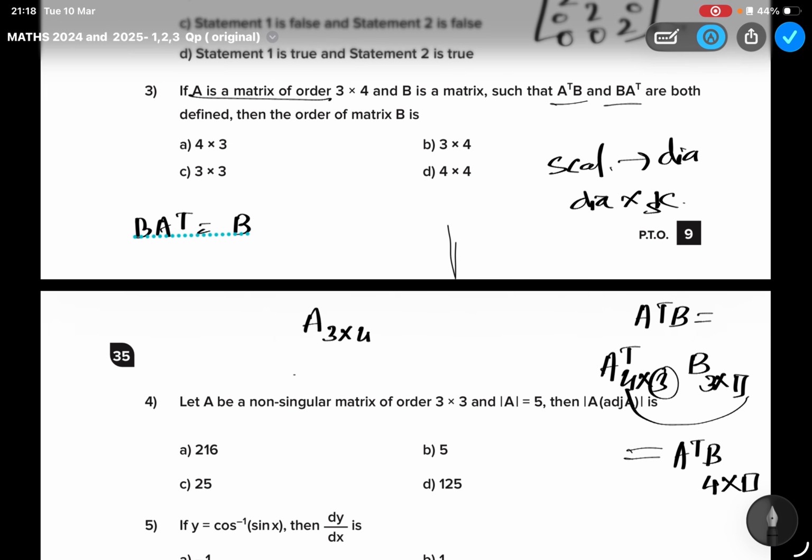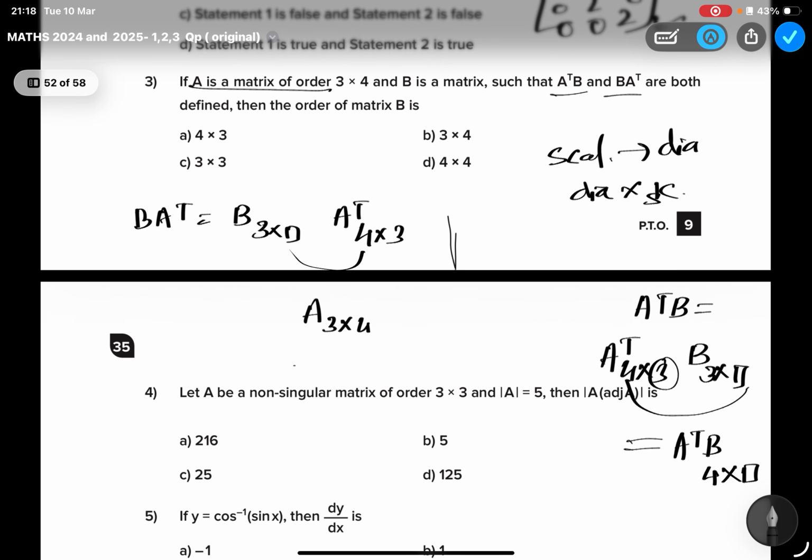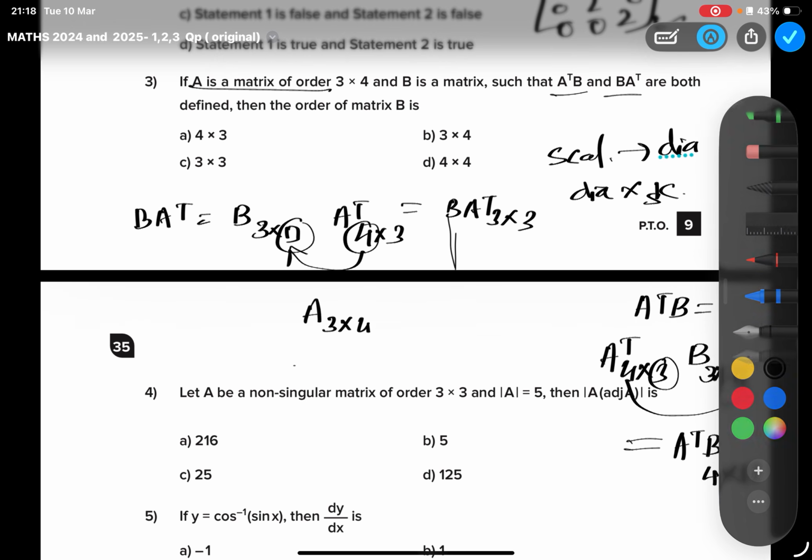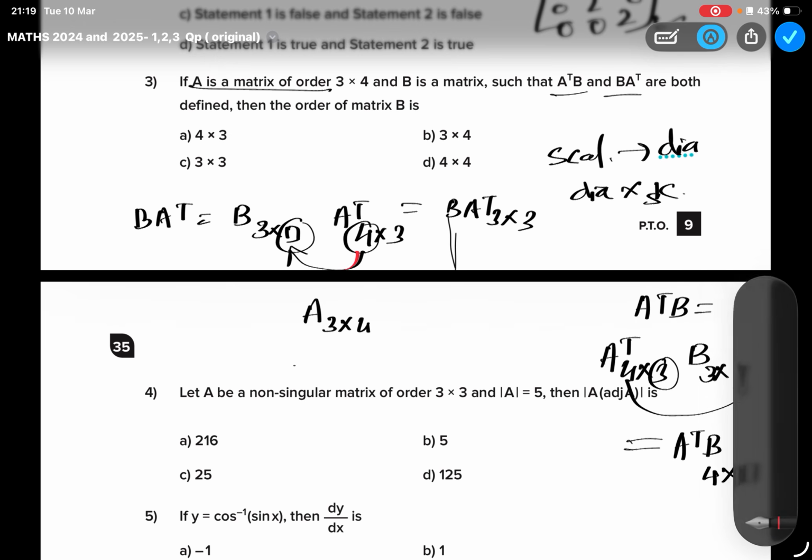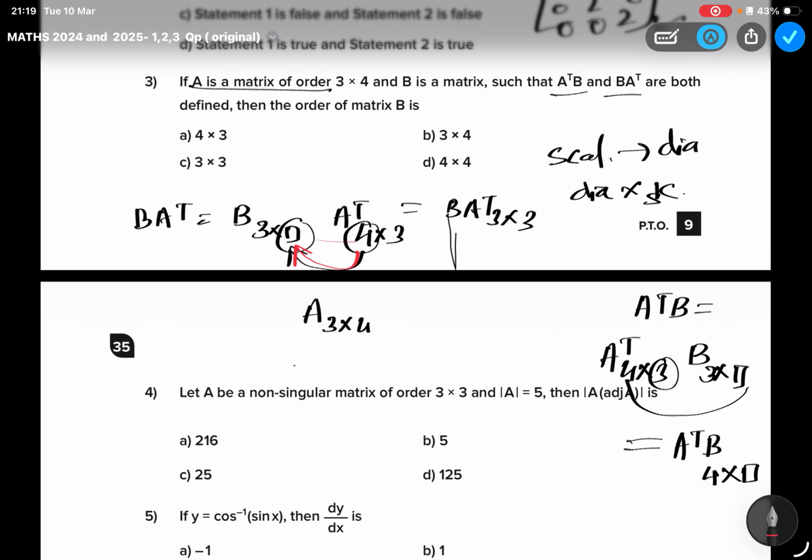We know the B 3 cross dabba is there. A transpose we know. What is that? 4 cross 3. And here it is. The final answer should be same, na. The B A transpose is 3 cross 3. These values have to be same, then only it is defined. So if these values are same, then 4 is equal to dabba.